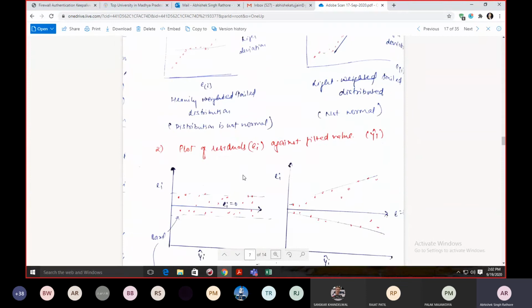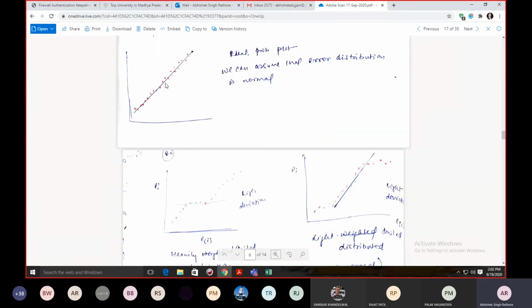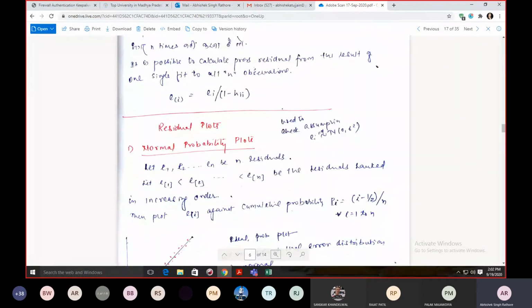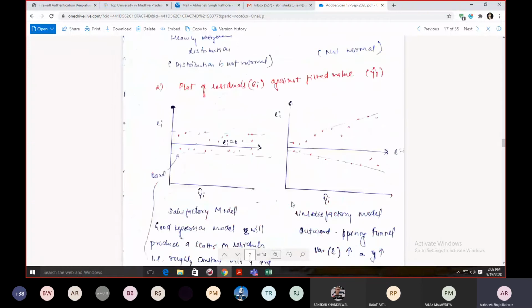Again, we are plotting this value as my cumulative probability versus my residual plot. What is the cumulative probability? This is p_i equals (i minus 1/2) divided by n. Again, I am plotting these residuals against our fitted value.